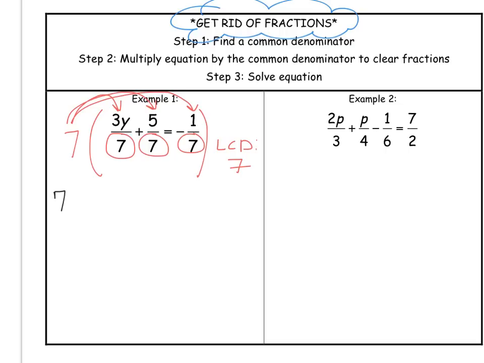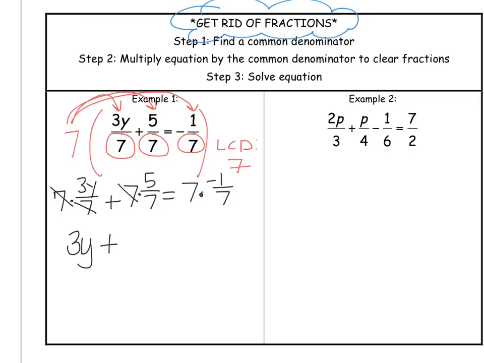So I'm going to be multiplying 7 times 3y over 7 plus 7 times 5 over 7, and then 7 times negative 1 seventh. And this is where finding the LCD will allow you to cancel out, so you're left with terms that don't have any fractions. These two 7s will cancel, and that will leave us with 3y. These 7s will cancel out, and that will leave us with 5. These 7s will cancel out, and that will leave us with negative 1.